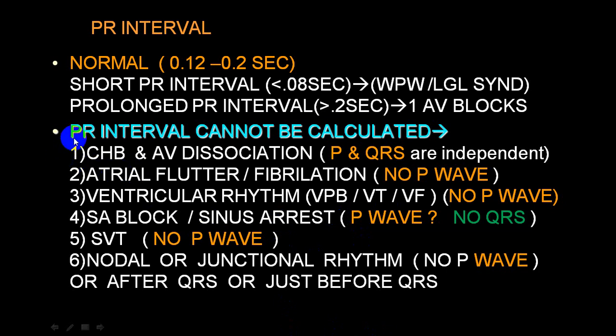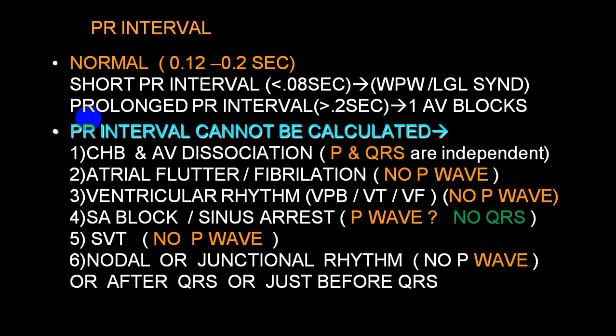If P wave is absent, you cannot calculate the PR interval. So don't try to calculate PR interval if the person has P wave absent, or P wave is not related to QRS complex. Classical examples of those are complete heart block and AV dissociation, where P wave is independent and QRS complex is independent. In this condition, you cannot calculate PR interval. In atrial flutter, because atrial rate is so fast, you cannot calculate the PR interval, and P waves are more than QRS complexes. In atrial fibrillation, there is no P wave at all. So you cannot calculate PR interval.